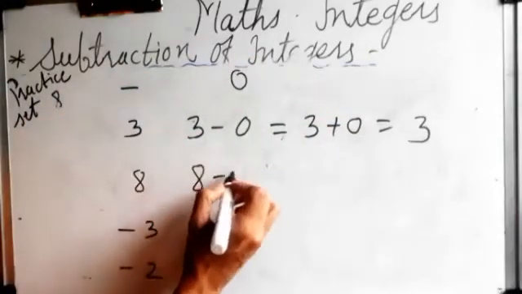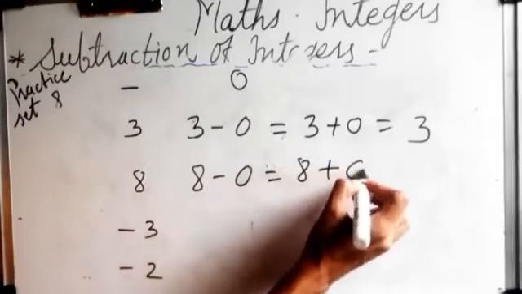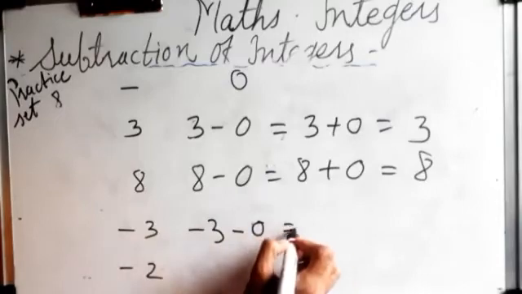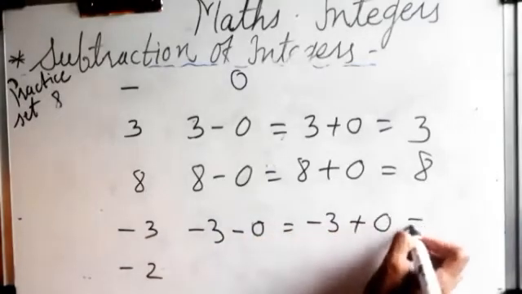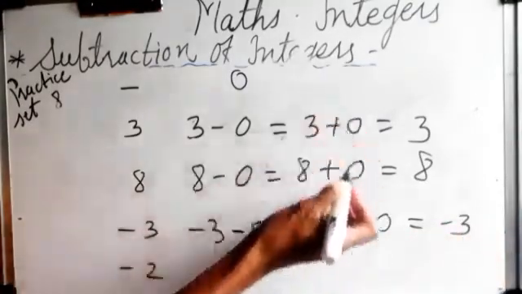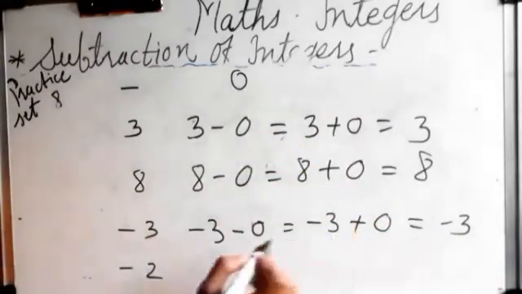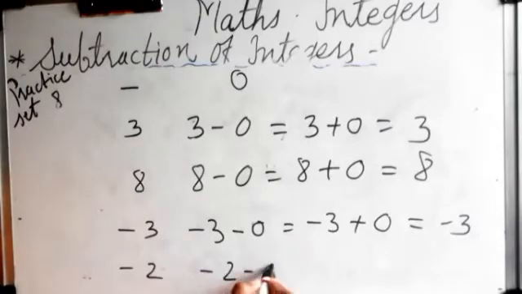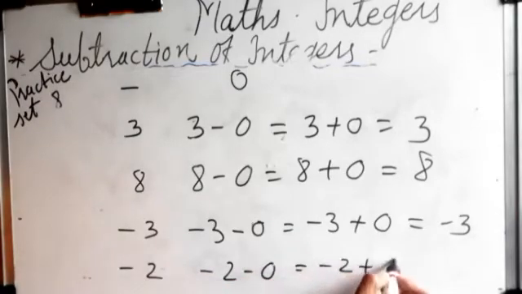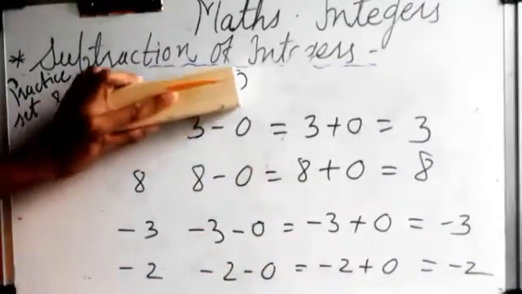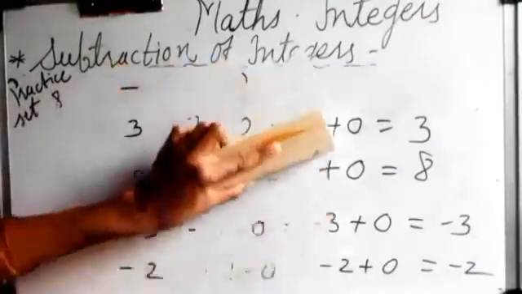Then 8 minus 0, that means 8 plus 0, that means 8. Minus 3 minus 0, that means minus 3 plus 0, that means minus 3. When we add 0 in any number, answer is that number itself with the sign. So here minus 3 is the answer. Minus 2 minus 0, that means minus 2 plus 0, that means answer is minus 2. So it is very simple for 0. Just you have to write, when we add 0, that time answer is that number itself. So next is the plus 7.